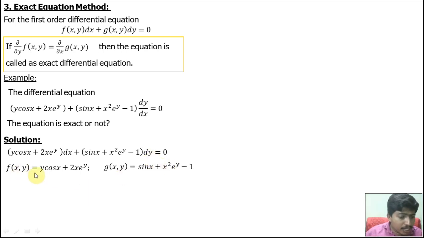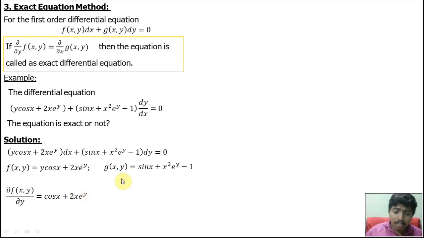We have to differentiate the coefficient of dx with respect to y variable. Here x variable is a constant because we are going to differentiate with respect to y variable. So cos x into 1, because cos x is constant. The x variable is constant when we differentiate with respect to y variable. So plus 2 into x e power y. If you differentiate e power y with respect to y, you will get e power y.